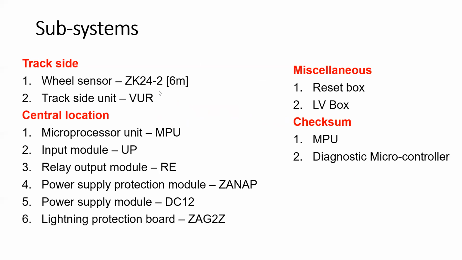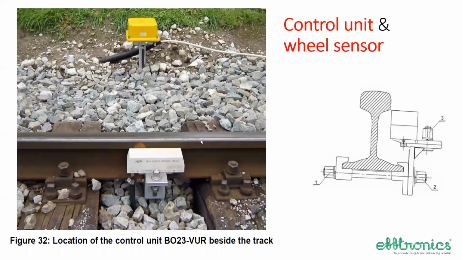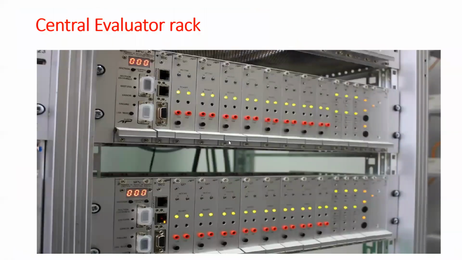There is a wheel sensor as usual, and trackside electronics also is there, and the central evaluator. Its capacity is comparatively less, and it uses only one side unit like this. It is not both the sides, and this is the electronics provided by the track side. And this is how it looks at central place, central evaluator. There are two units here, not one unit.